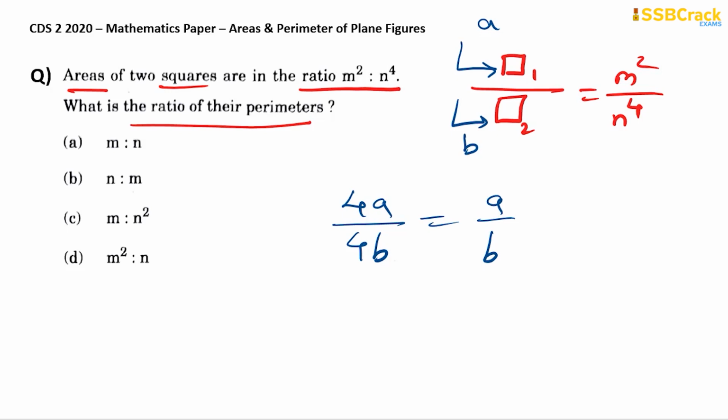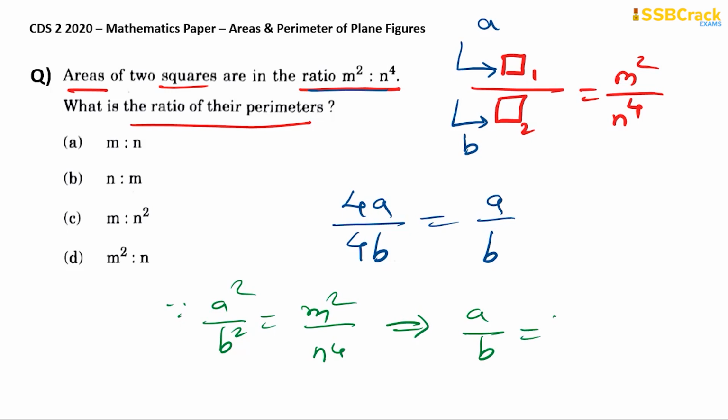Right? But what do we know? We know the ratio of the areas. So you know that the ratio of areas means A square by B square, because the side for the first square I took A, and the side for the second square I took B. So A square by B square we have m square by n to the power 4, which gives, on taking the square root on both sides, A by B value, which is m by n square. And now you just take that as your required answer. That is m by n square.